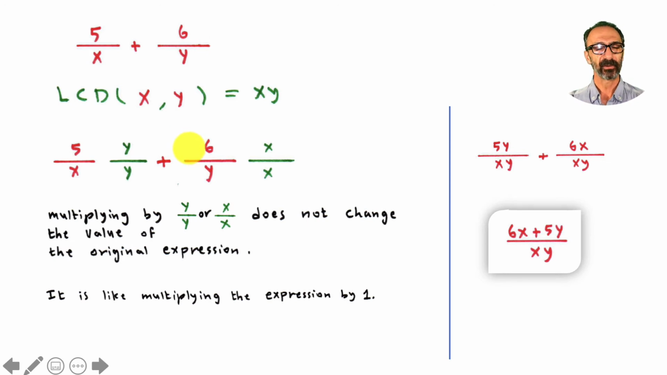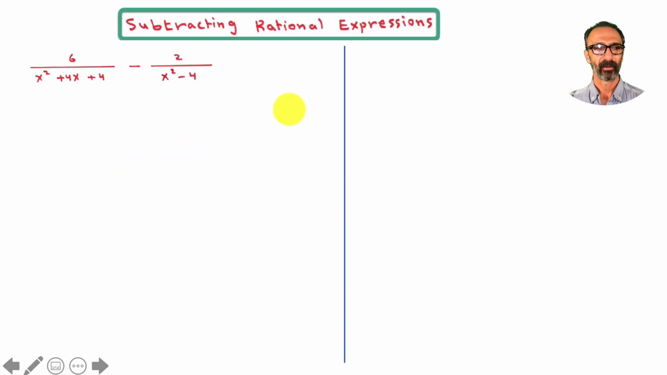Subtracting fractions will work the same way. Subtracting rational expressions. Here's an example. We're going to factor numerators and denominators to the best that we can. This is the difference between two squares. And this factor is 2x plus 2 to the second.